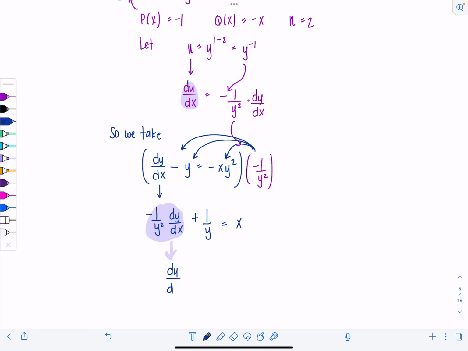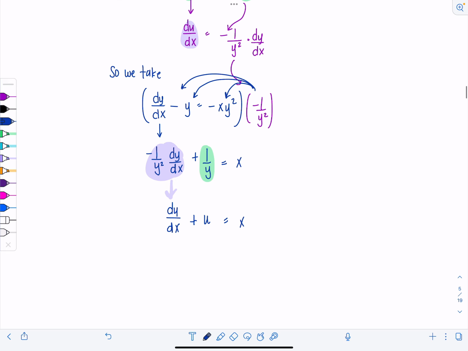Ooh, what an ugly x. Plus, what's 1 over y? Same as y to the -1st. That's u. Equals x. Okay, now pretend this was what they gave us originally. This is a linear differential equation. Now it's linear.